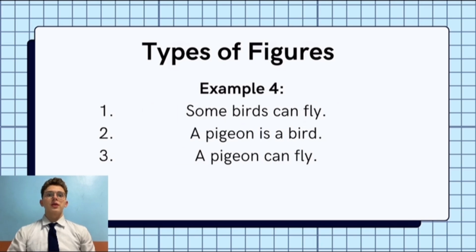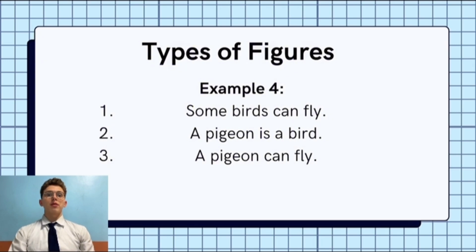Example 4. Some birds can fly. A pigeon is a bird. A pigeon can fly. The middle term for the fourth example is birds. It appears on the left in the first premise and on the right in the second premise. Therefore, it belongs to figure 1.